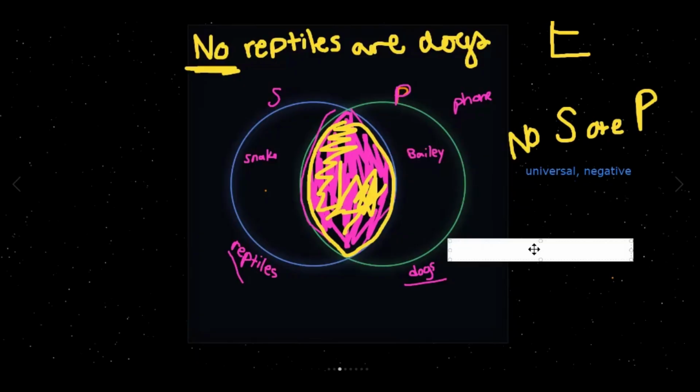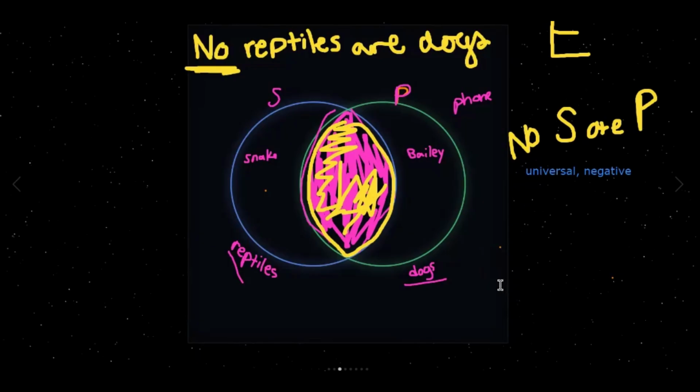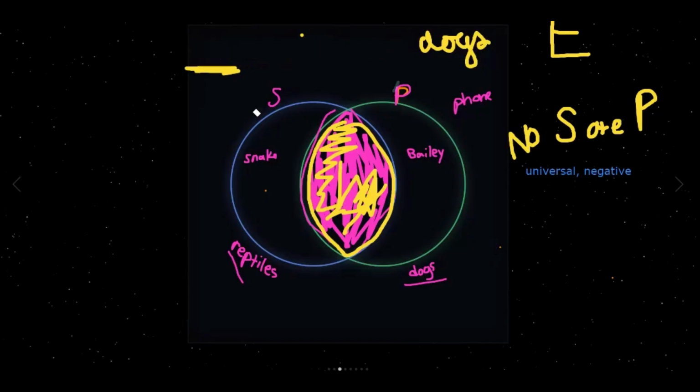So E claims and A claims are our two kinds of universal categorical sentences in standard form. Anytime we're making a universal claim about the connection between two categories, it's either an A claim or an E claim or can be translated into one. This is important. But universal claims aren't the only kinds of things we can do with categorical sentences. We can also make particular claims. So I'll erase this and we'll move to our I claims and our O claims.